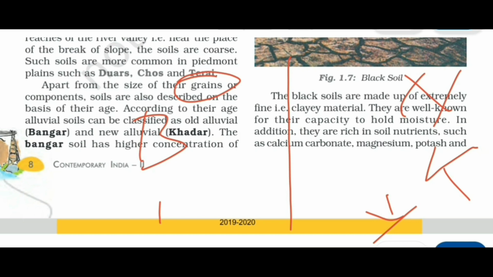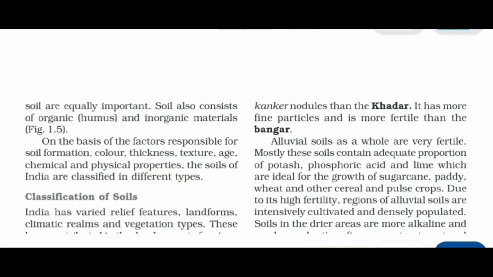Now, there is another difference. Khadar soils are found near the rivers and Bhangar soils are found far away from the rivers. That means one is fine, one is not fine. One is near the river, the other one is far from the river. One is very fertile, the other one is not that fertile. So like that you have to remember the difference.